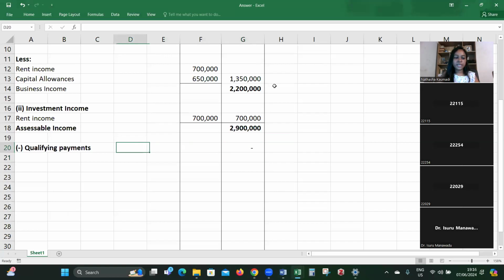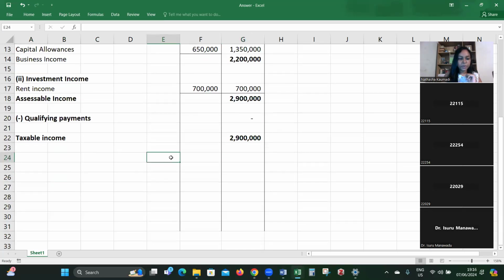Right. So after taking the qualifying payments, we can take the taxable income next. Taxable income. So it's the same as the assessable income. We don't have any qualifying payments. So this is the taxable income of the partnership. And now we can compute the tax liability. Tax liability after computing the taxable income. Right. So I hope you can remember how to compute the tax liability of a partnership. What are the conditions? There's one particular way, like individual taxation.